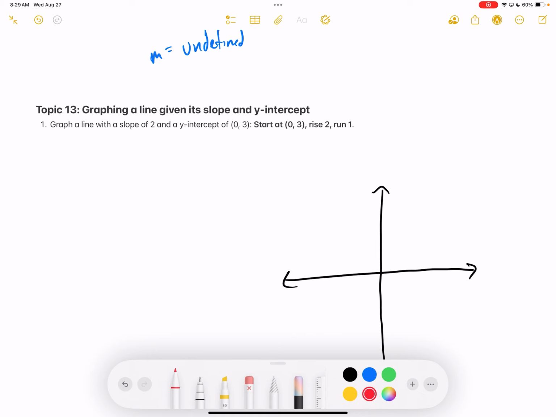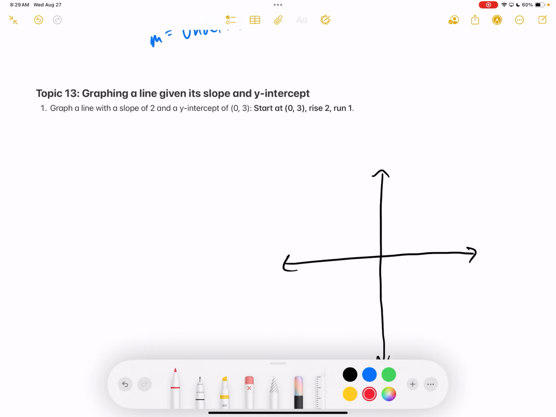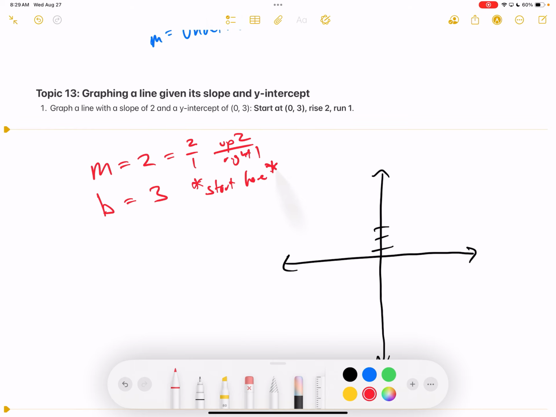I feel like a lot of these are starting to look the same. So here it tells us the slope is 2 and the y-intercept is 3. So the slope being 2 would be 2 over 1, so that would be up 2 to the right 1. So I'm going to start at my y-intercept. So I start at 3, and then I go up 2 to the right 1. So we started at 3 and went up 2 to the right 1.